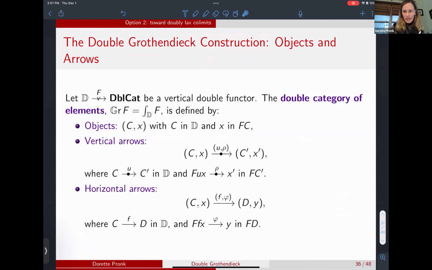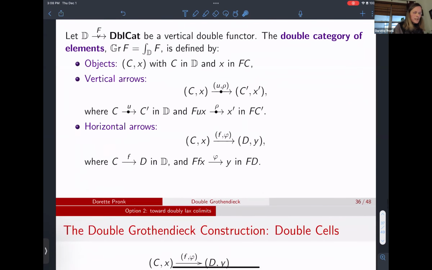So in this case, we will be playing Grothendieck on both directions slightly differently from the other one, but they are related. So the objects are what you expect, I hope, at least. For vertical arrows, we do also what you would expect, a pair of vertical arrows, and one in the indexing category, and the other one in the image double category. Horizontal arrows, same thing. So horizontally and vertically, we are doing pretty much the same thing.